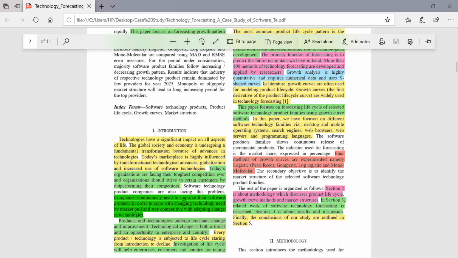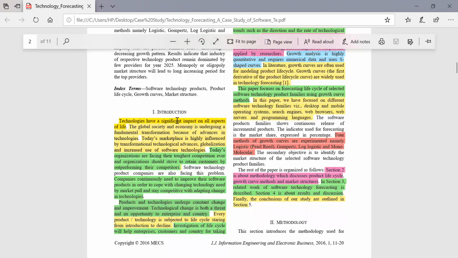So kindly listen carefully. These technologies have a significant impact on all aspects of life, as I told you in the abstract part. The global society and economy are undergoing a fundamental transformation because of advances in technology. Due to the advancement in technology, there is a rapid increase in the economy and a transformation of fundamental aspects also. Today's market is highly influenced by these transformational technological advances. Apart from that, globalization, how well your product is globalized, and how well the need for increased use of software technologies is developing.